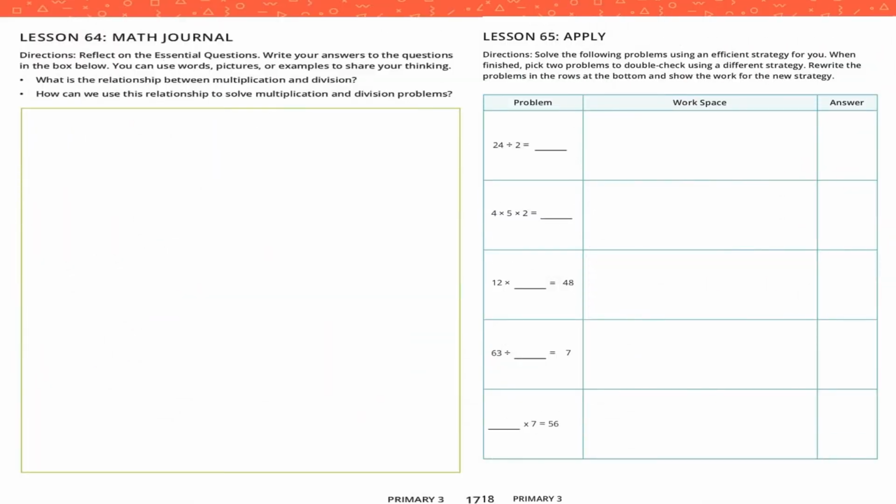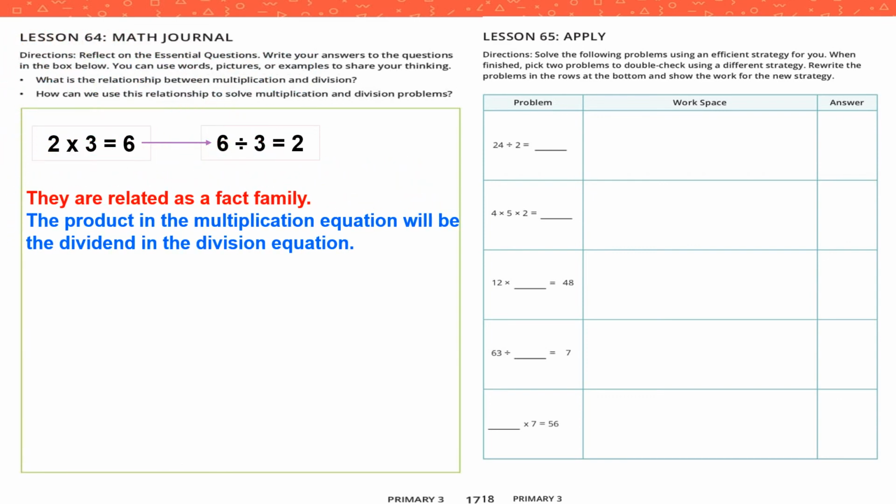Our math journal. What is the relationship between multiplication and division? How can you use this relation to solve multiplication and division? If I have 2 times 3 equals 6, the division equation will be 6 divided by 3 equals 2, or 6 divided by 2 gives me 3. So they are related together as a fact family. And the product in multiplication, which is 6 here, will be the dividend in the division equation here.